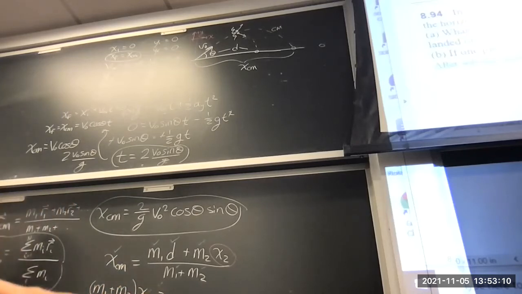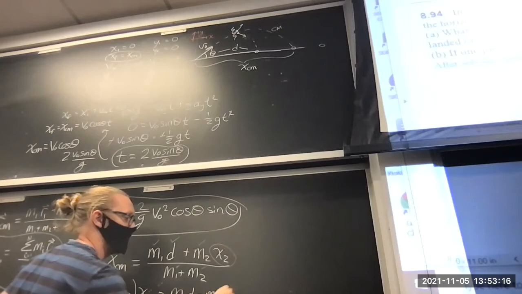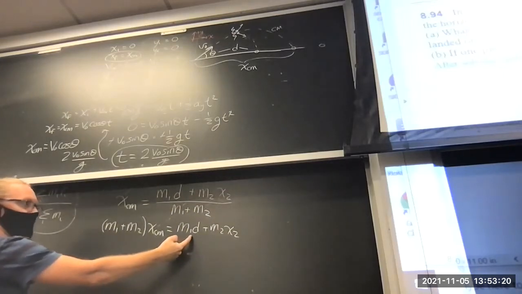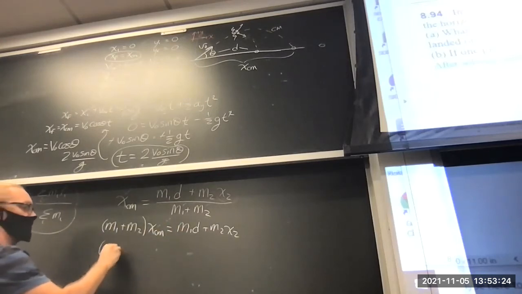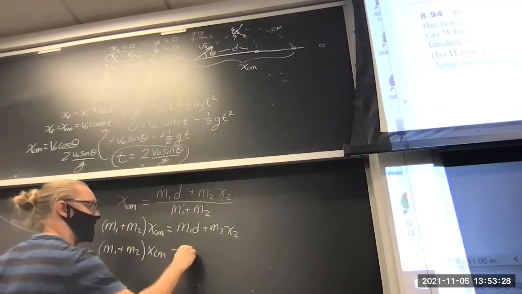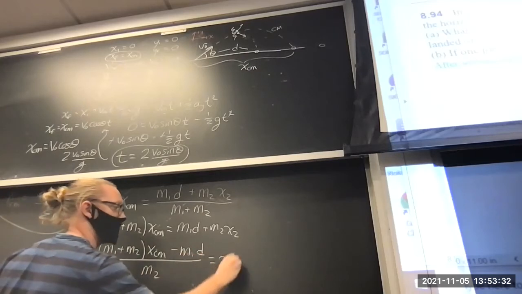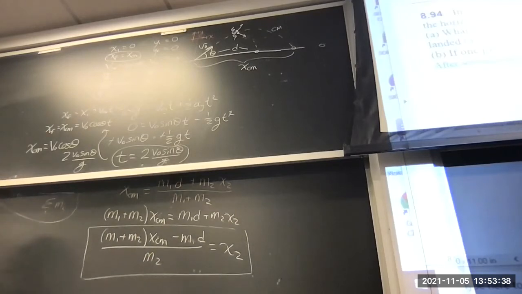All right, so we have our sum of mass times our XCM, M1D plus M2X2. So to get that by itself, we're going to bring over, we're going to subtract our M1D and then divide by our M2. So we get something that looks like this. That is our equation for the distance that the second one is at.